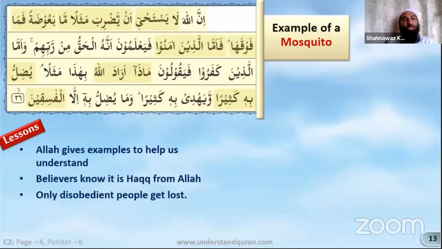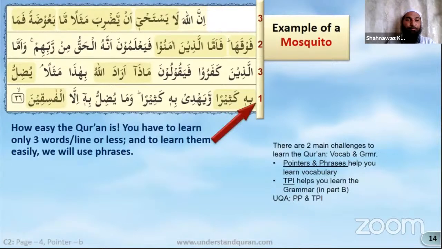So what are the lessons that we have today? Allah gives examples to us to help us understand. Believers know that it is haqq from Allah subhanahu wa ta'ala. Only the disobedient people get lost. So we have to see where we are placed in this ayat.